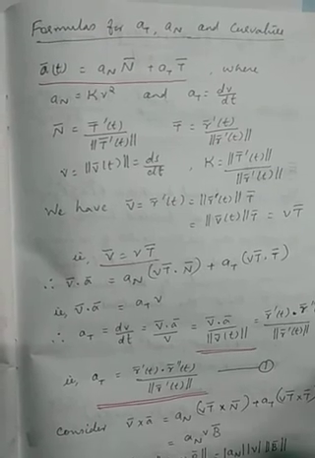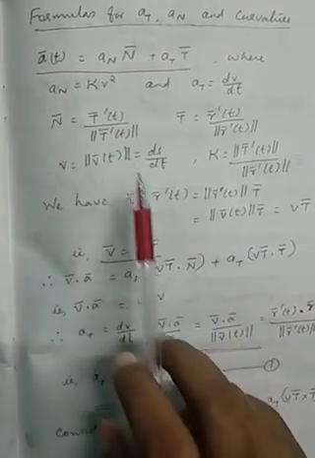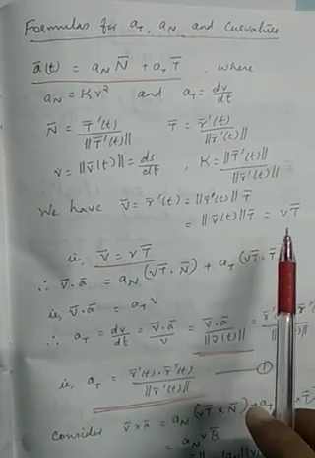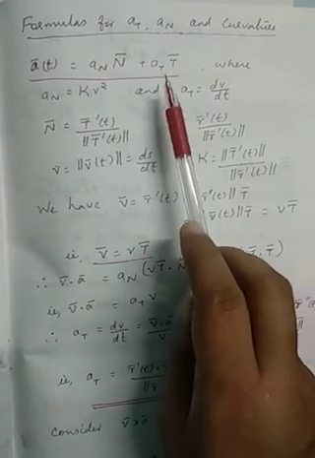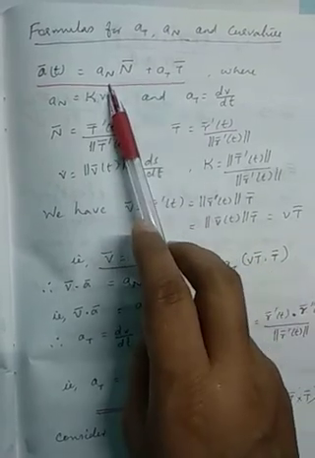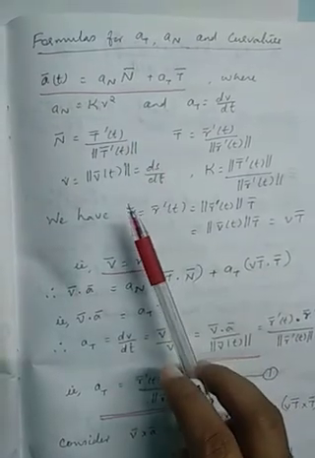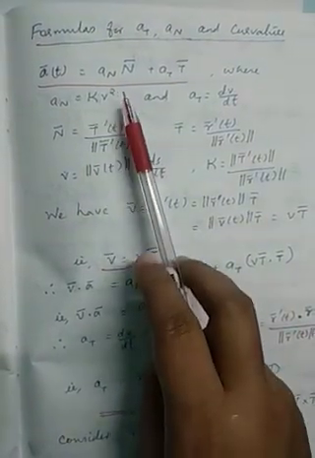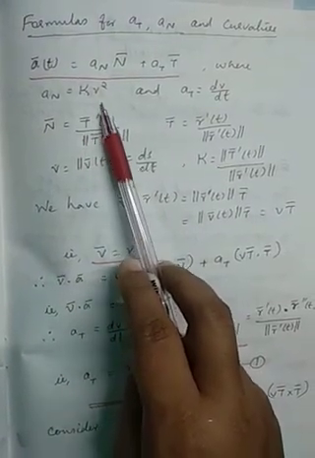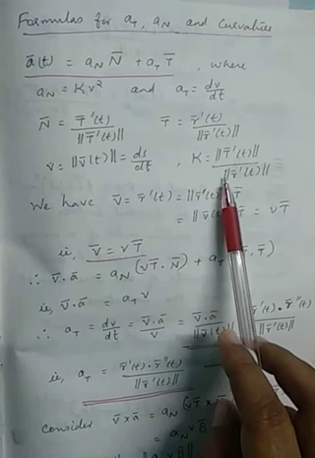We know that the acceleration vector A of a smooth curve C represented by the vector function r of t has two components. One is the component AT, which is called the tangential component of acceleration, and the second one is the normal component denoted by AN. And we have studied that AN is given by the formula AN is equal to kappa into v square, where kappa is the curvature, which is given by this formula.